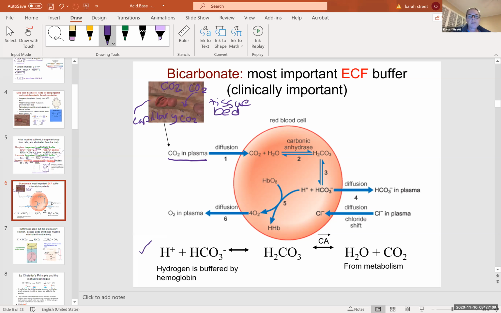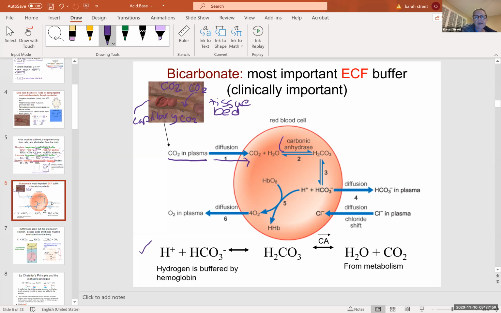So here it is in the plasma. And the CO2 keeps diffusing down its concentration gradient into the red blood cell. Why is it diffusing down its concentration gradient from the plasma into the red blood cell? I'll remind you that red blood cells don't have mitochondria, and we don't start making CO2 until we're in the Krebs cycle, which happens in the mitochondrion. So that doesn't happen in the red blood cell. It's not making huge amounts of CO2 like other cells with mitochondria are. The CO2 diffuses out of the cells into the plasma, into the red blood cell.